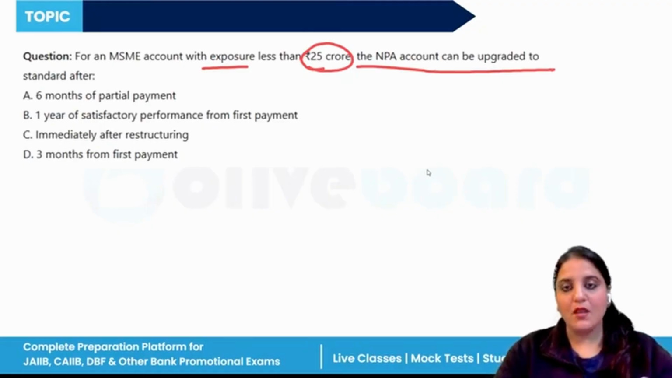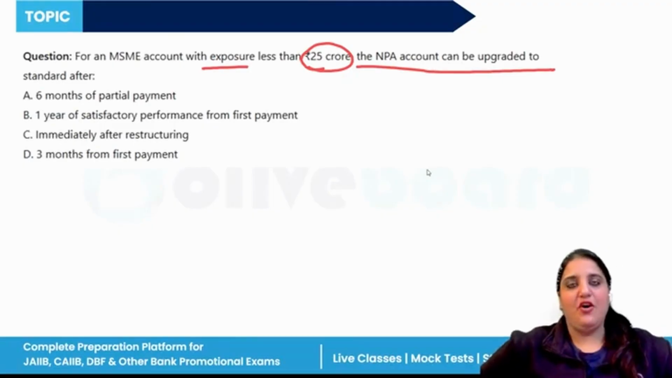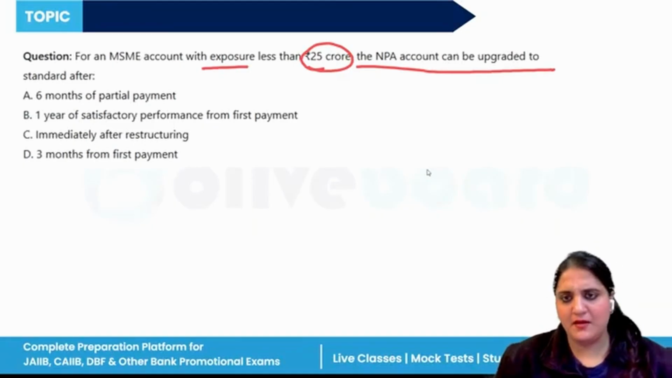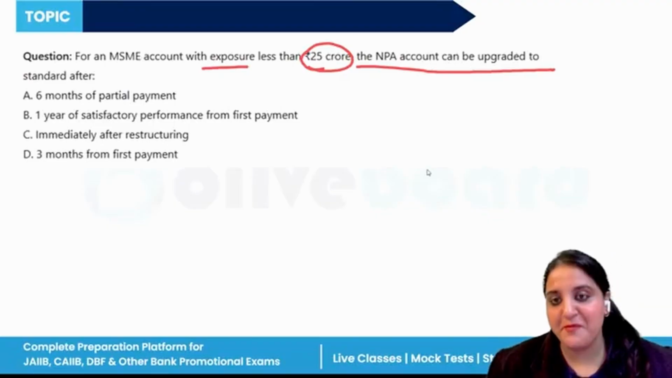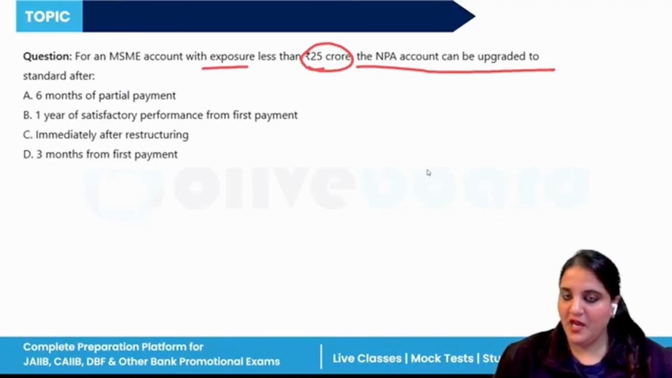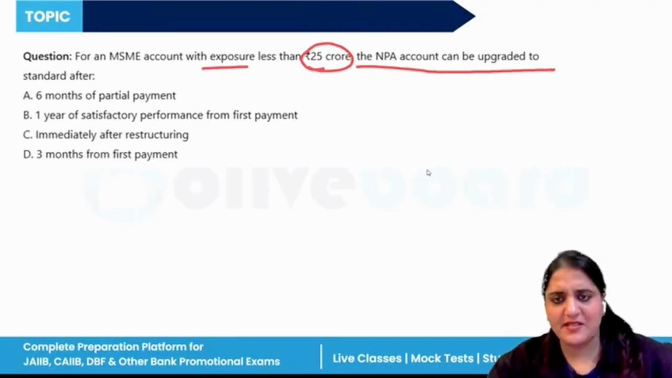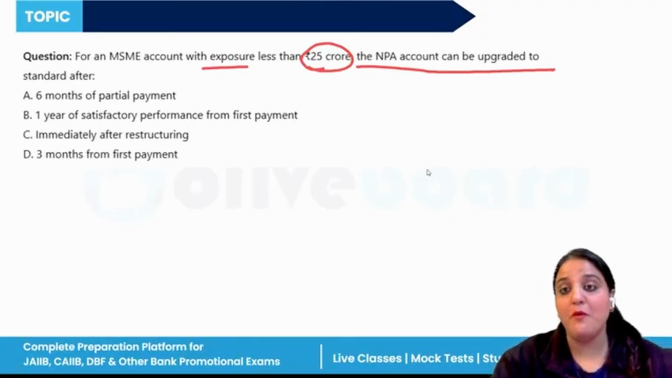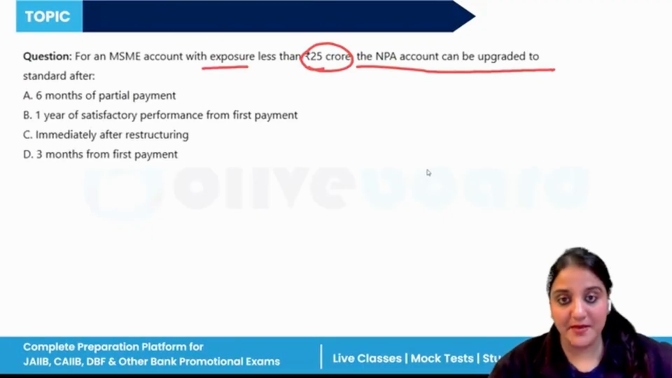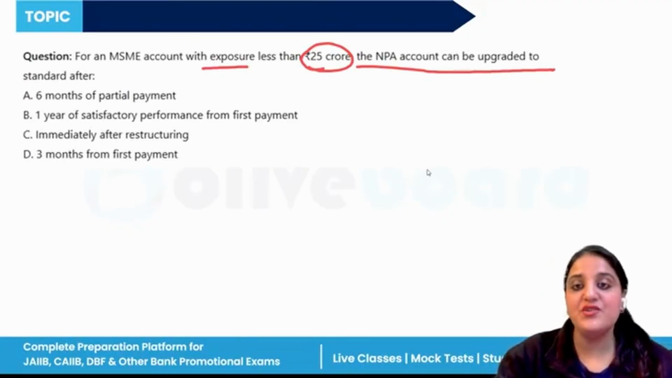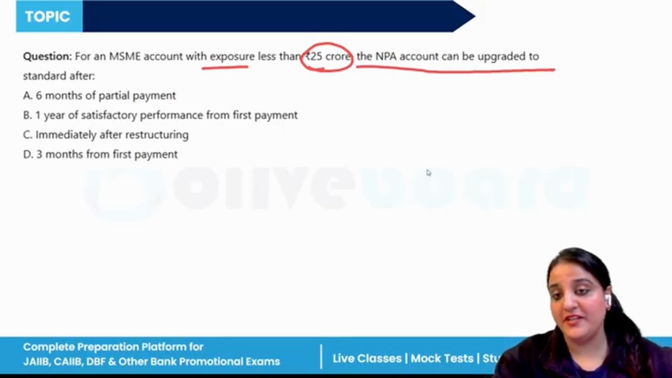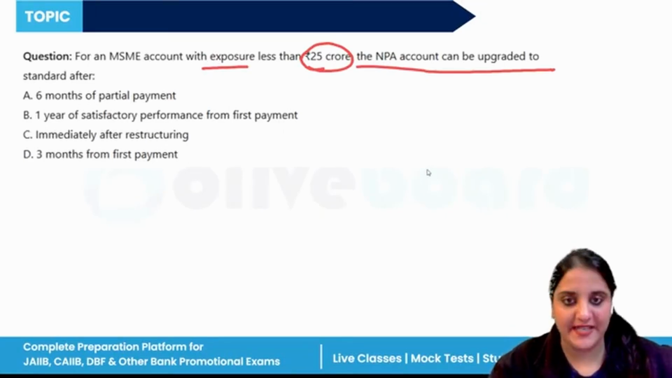See, you can take the example here of Miss Priya, who runs a small garment unit in Jaipur. Her bank account had become NPA due to missed payments. Her total exposure from all the banks is less than 25 crore. So obviously it is an MSME account. After resuming payment, you need to monitor her account before upgrading it.